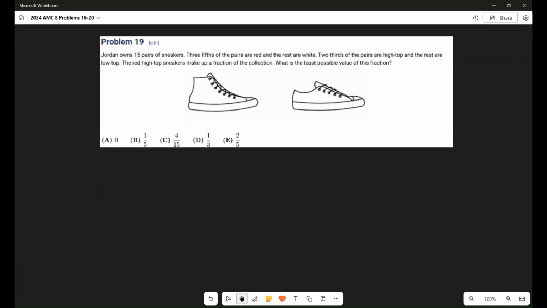Problem 19. Jordan owns 15 pairs of sneakers. 3/5 of the pairs are red and the rest are white. 2/3 of the pairs are high top and the rest are low top. The red high top sneakers make up a fraction of the collection. What is the least possible value of this fraction? So the idea here is that we want to minimize the number of red high top sneakers.